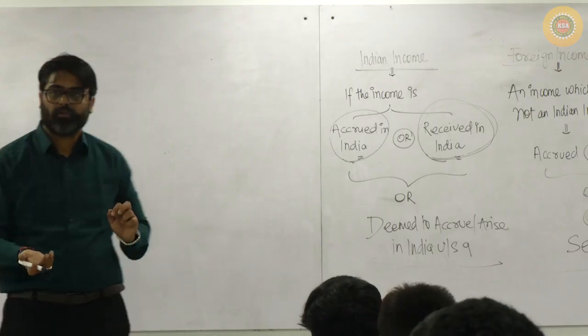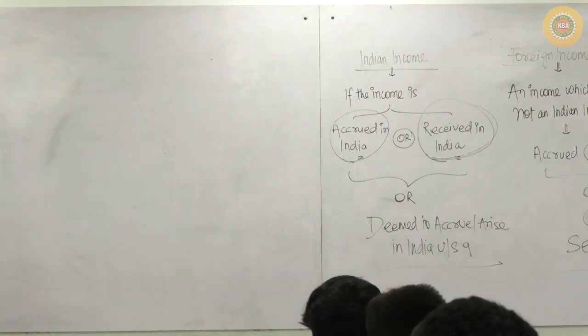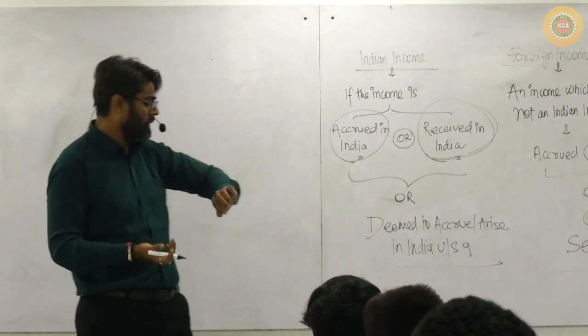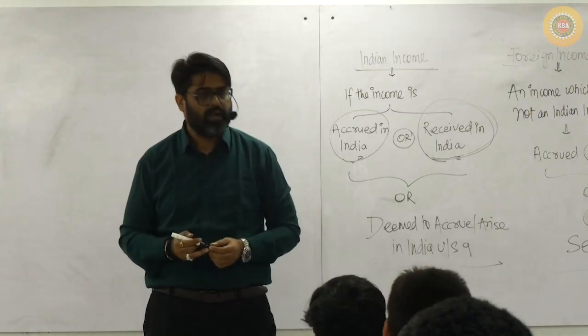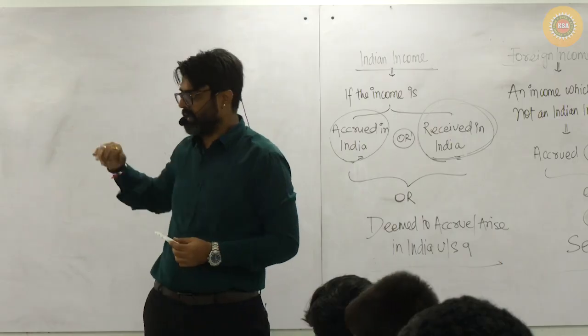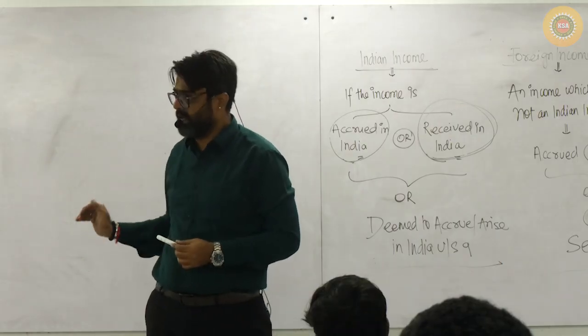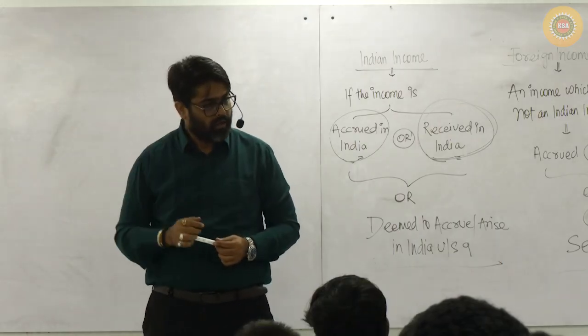Shall we start with section number 9? First of all, do one thing. Take a break for half an hour. Have your breakfast and all. Then after the break, we'll continue with section number 9 and then income from house property. Take a break.